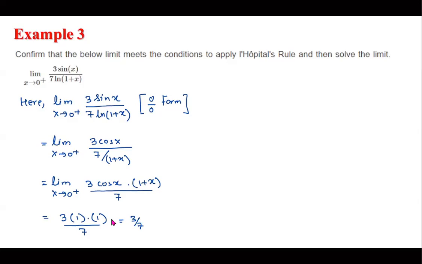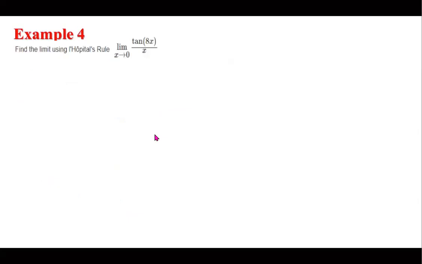So the limit of the given function using L'Hopital's rule is equal to 3 over 7. Always remember, in order to apply L'Hopital's rule, your function must be in the form 0 over 0 or infinity over infinity. If it is in some other indeterminate form, you have to change it to either 0 over 0 or infinity over infinity. Then you can apply L'Hopital's rule. Okay, that is example 3. Let's move on to example 4, where you'll again use L'Hopital's rule.